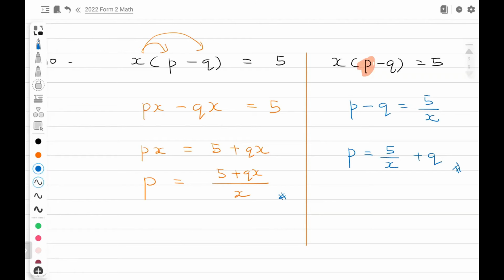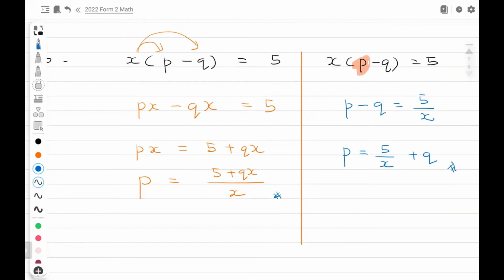I'll try to understand first here. Oh, because you can change it to a single fraction. The answer, both answers are acceptable. If you change it to a single fraction, then you will get back this one also.